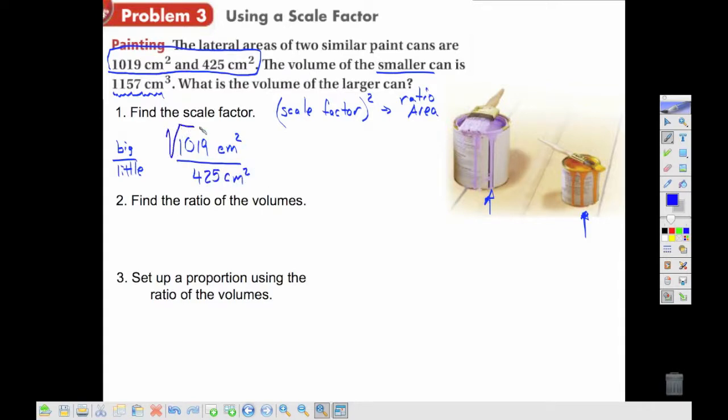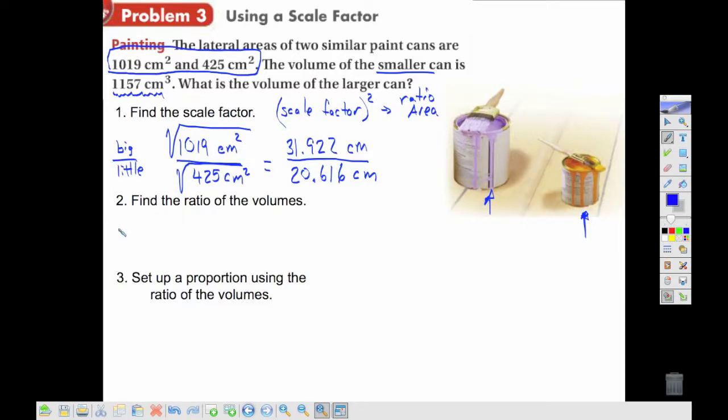Notice since these are squared, what I want to do is take a square root in order to get my scale factor. Now these don't work out nicely. These are going to give me some decimal values. The top one will come to 31.922. I'm keeping a lot of decimals. Also notice that centimeters squared, the square root would be centimeters, so that helps us know that we're on the right track. And so that scale factor would be these decimals here.